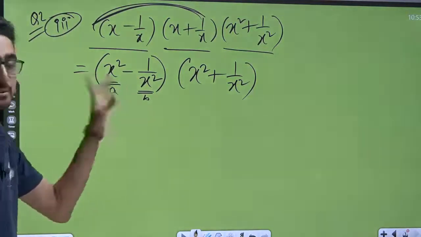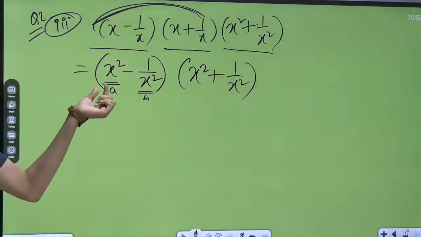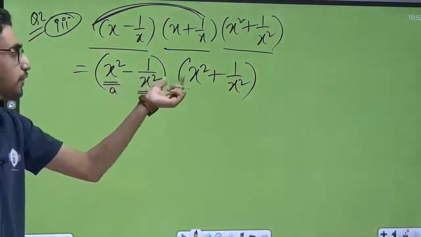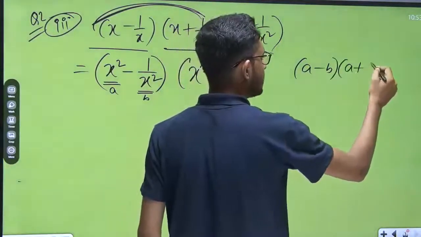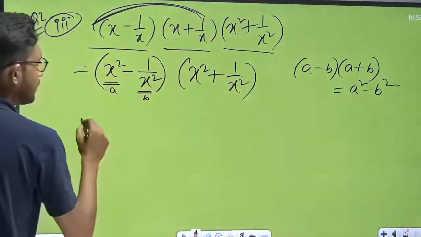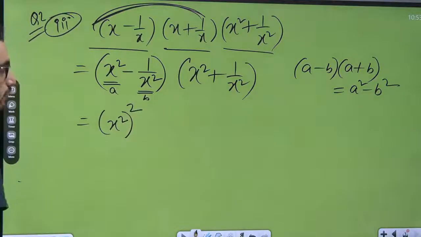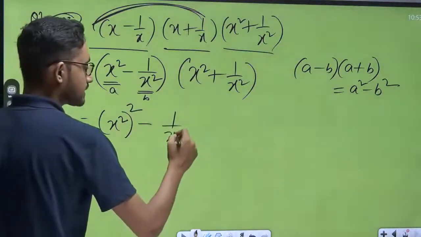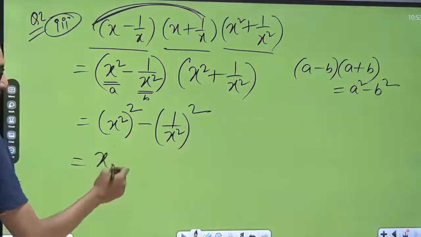Then यहाँ तो कोई issue नहीं है. Okay, now all of you see here. Here we consider x square is equal to a and 1 upon x square is equal to b. तो क्या formula? a minus b and a plus b. Again I am telling you, this is a, this is b. So the formula we know already, a minus b and a plus b is equal to a square minus b square.